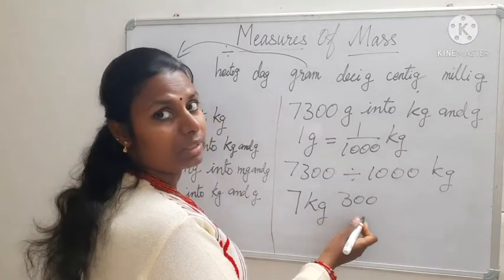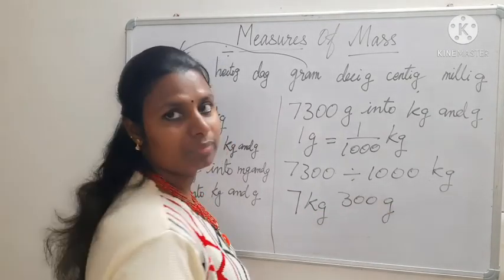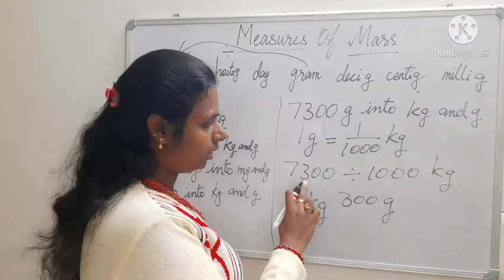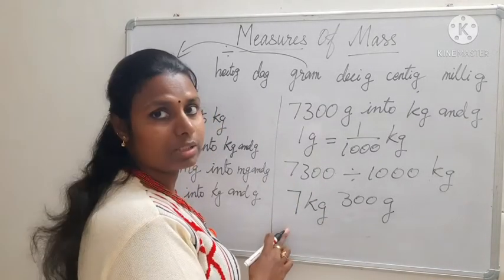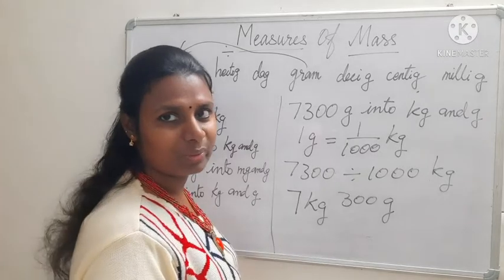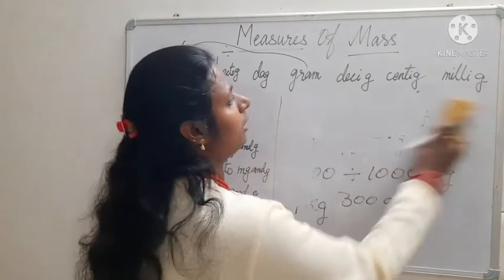And what is the remainder? The remainder is going to be gram. Okay. The last 3 digit number is going to be gram. And what is left over? That is going to be kilogram. Okay. Shall we do one more question?